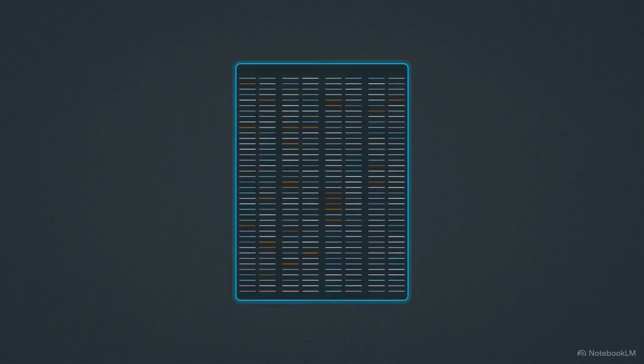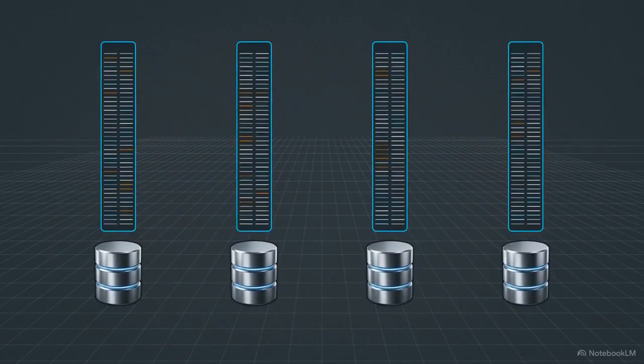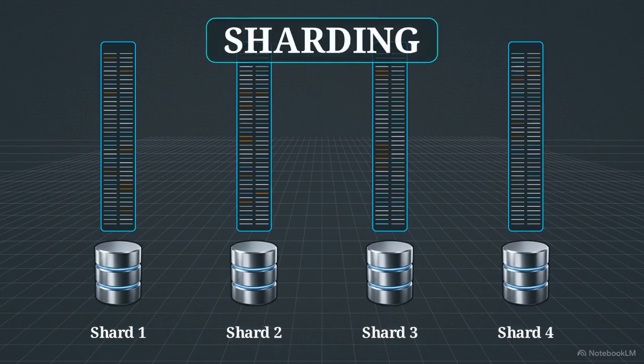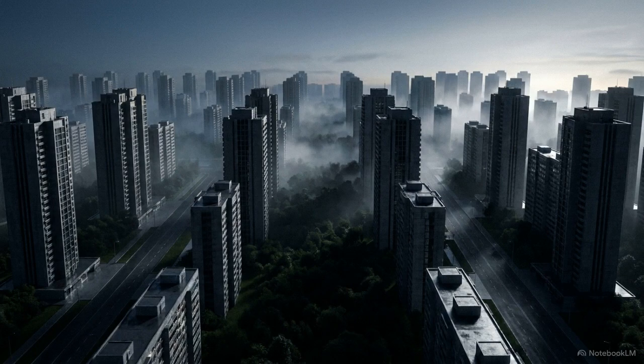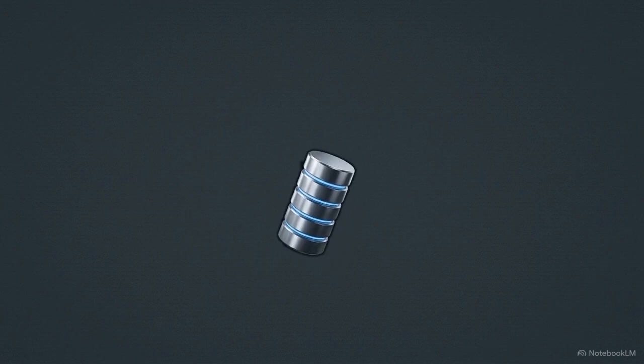The mandatory first step for scaling any massive dataset is dividing it into smaller, isolated containers. Engineers call this process sharding. Think of a densely populated city. If you tried to cram the entire population into a single megastructure, the plumbing and power grid would fail. You distribute people across multiple apartment buildings to prevent that collapse. Data architecture works the same way.